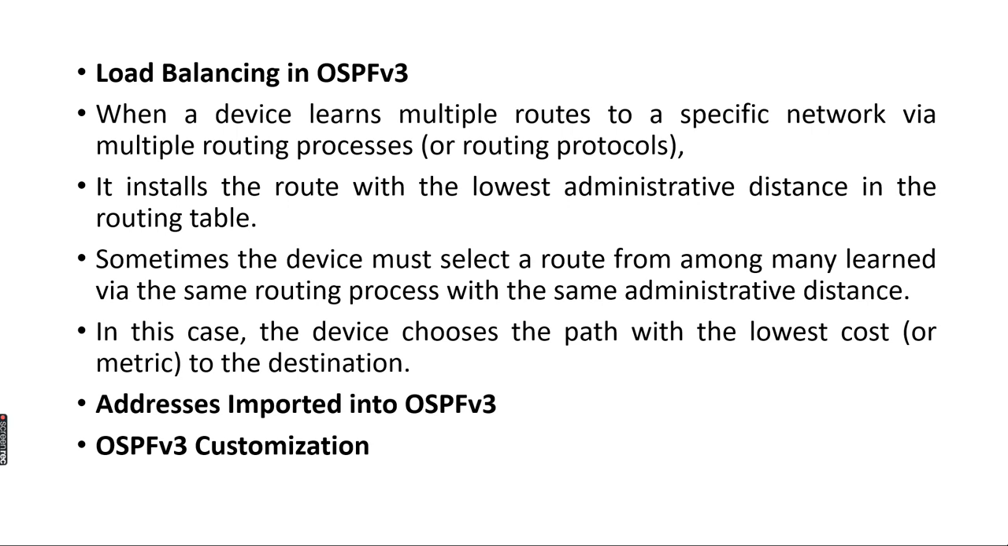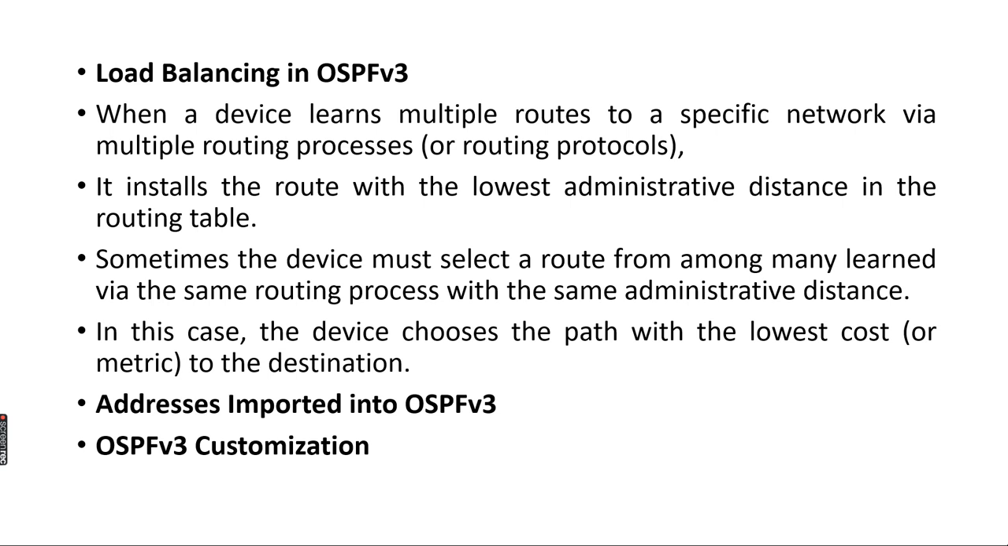And yes, sometimes the device may have to select a route from the already learned values having the same administrative distance. In this case, it looks into another metric, which is the lowest cost. In addition to the administrative distance, it looks into the cost value, and then it takes the one which has the lowest cost. For every routing process, there is a different type of cost calculation, and this can be utilized for load balancing purposes.